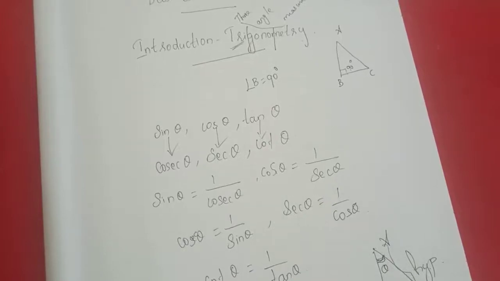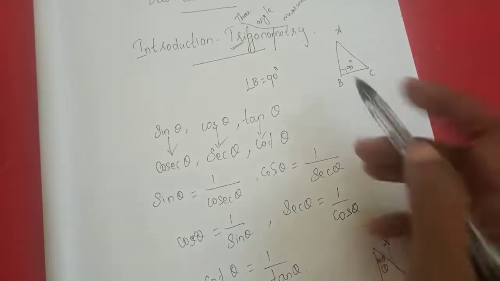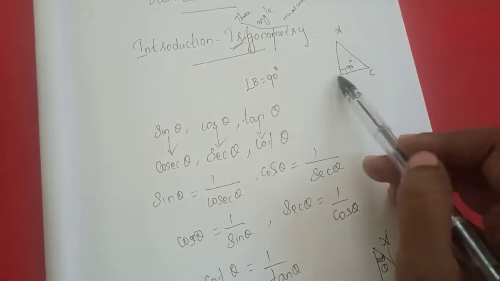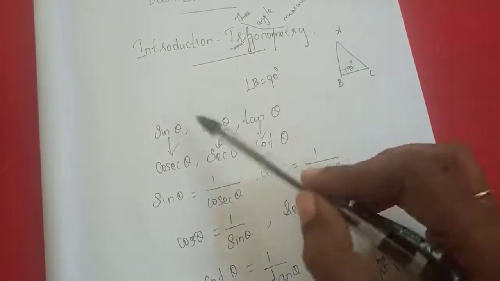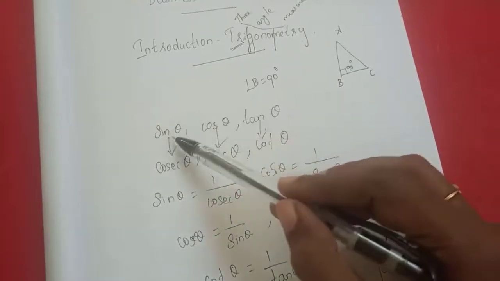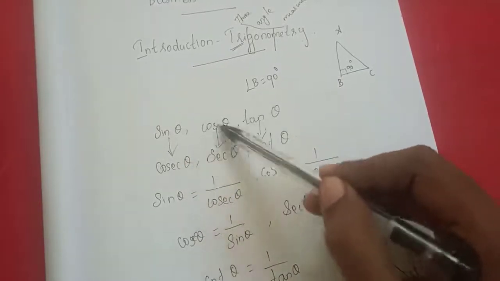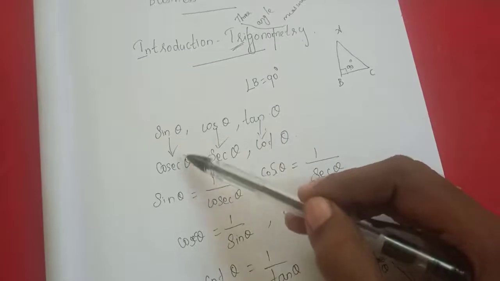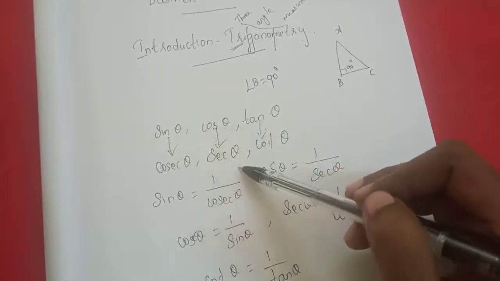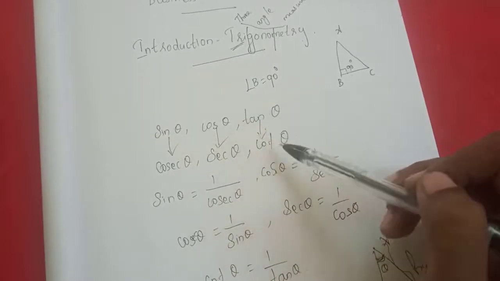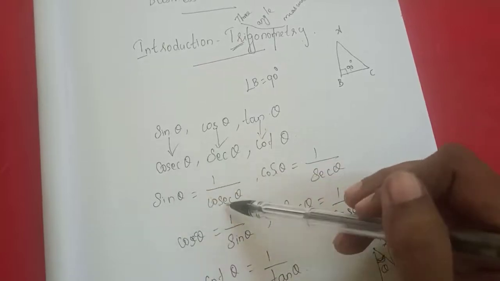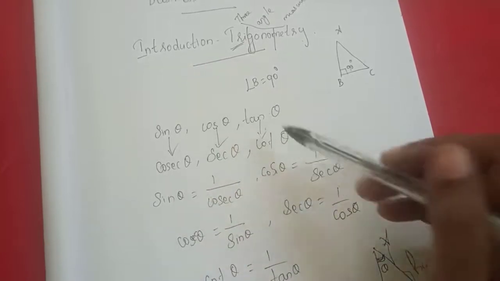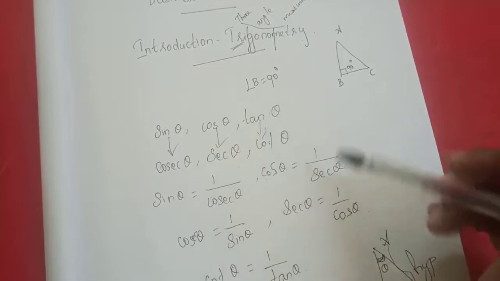Trigonometry means what? Trigonometry means triangle measure. It is possible in a right angle triangle, where any one angle must be 90 degrees. There are 6 trigonometric ratios: sine, cos, tan, cosec, sec, cot. Sin theta means 1 by cosec, cos theta means 1 by secant, tan theta means 1 by cot. Okay, so these are all the reciprocal ratios.